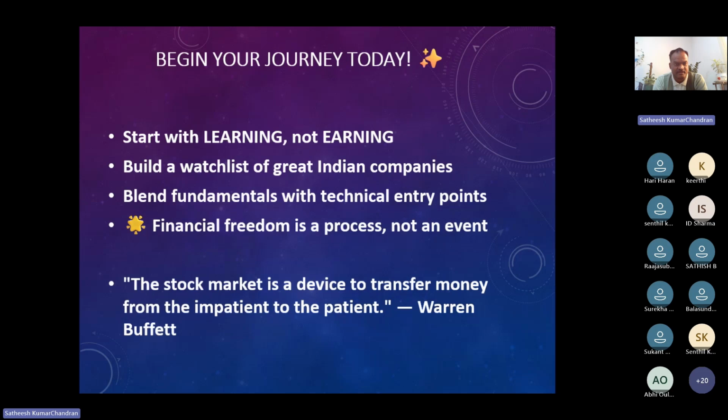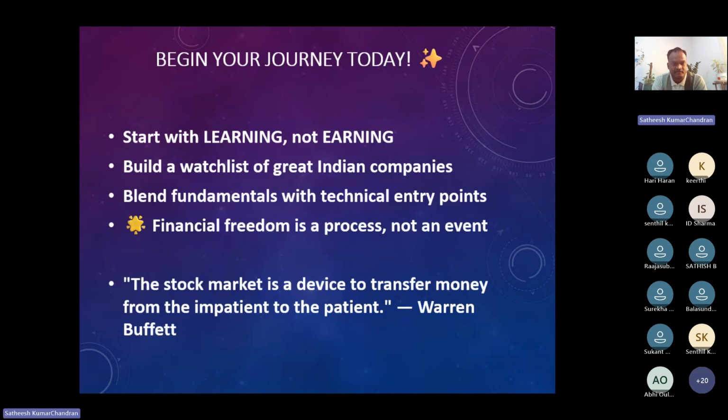Start with learning, not earning. Build a watch list of great Indian companies. Blend fundamentals with technical entry points. Financial freedom is a process, not an event. The stock market is a device to transfer money from the impatient to the patient. This is Warren Buffett.